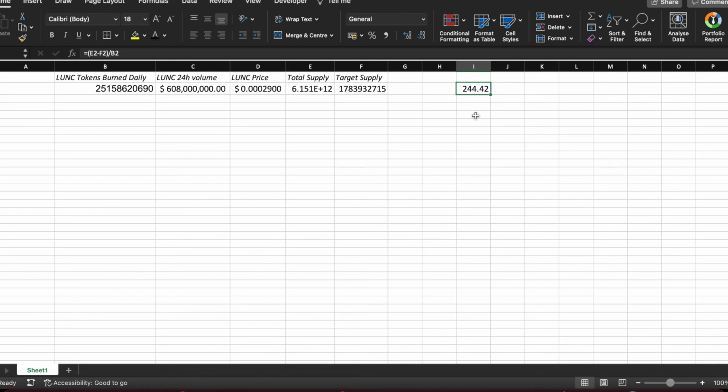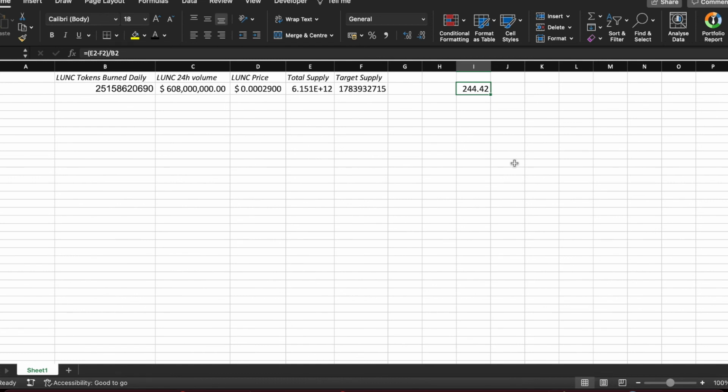So of course, one way would be to increase that volume. So at the moment, 24-hour volume is 608 million. If people create more utility around Luna Classic so that more people transact with it, such as, you know, an NFT marketplace or something where people use Luna Classic to buy and sell stuff, then this will increase the volume. And therefore, the more the volume goes up, the more transactions are burnt, and therefore the less amount of days is required to hit that $1 mark.